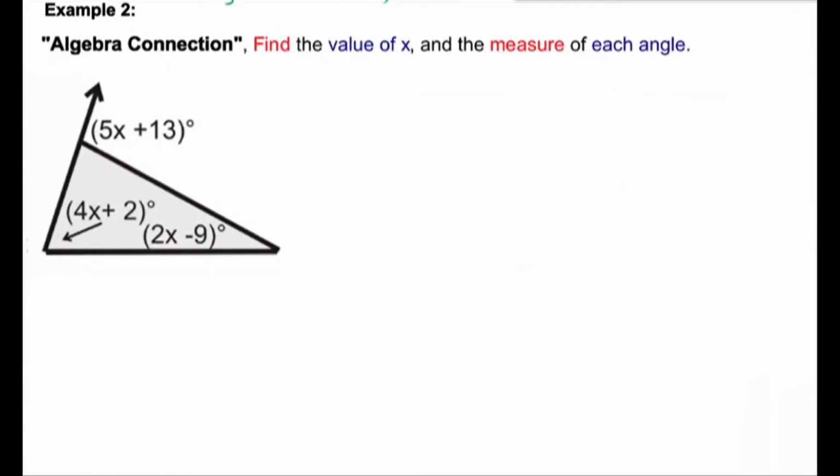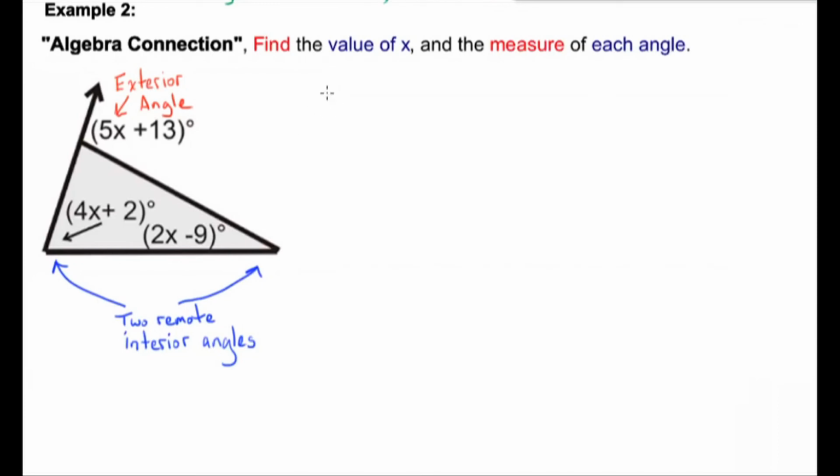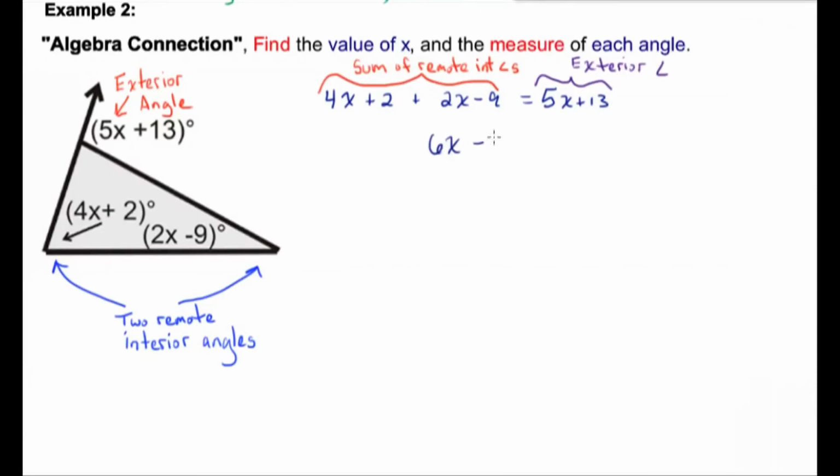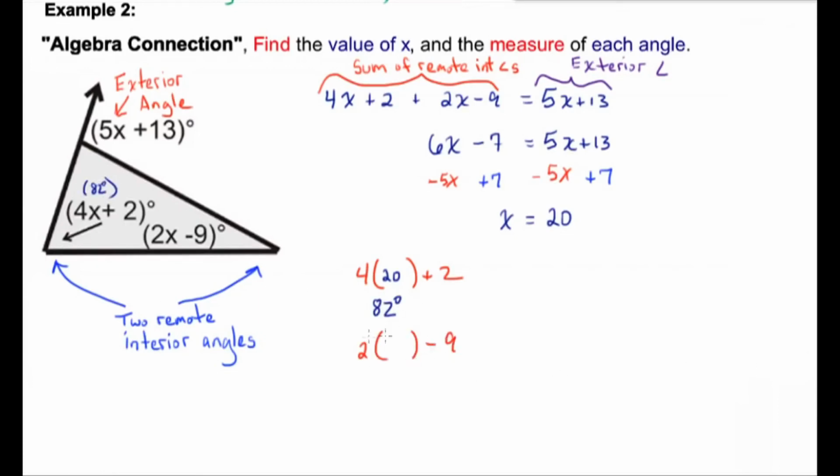Example 2, find the value of x and the measure of each angle. Okay, so back to the exterior angle idea, that the exterior angle is equal to the 2 remote interior angles. So I'll set up these expressions: 4x plus 2 plus 2x minus 9, which is the sum of the remote interior angles, equals 5x plus 13. I solve, and I get x equals 20.